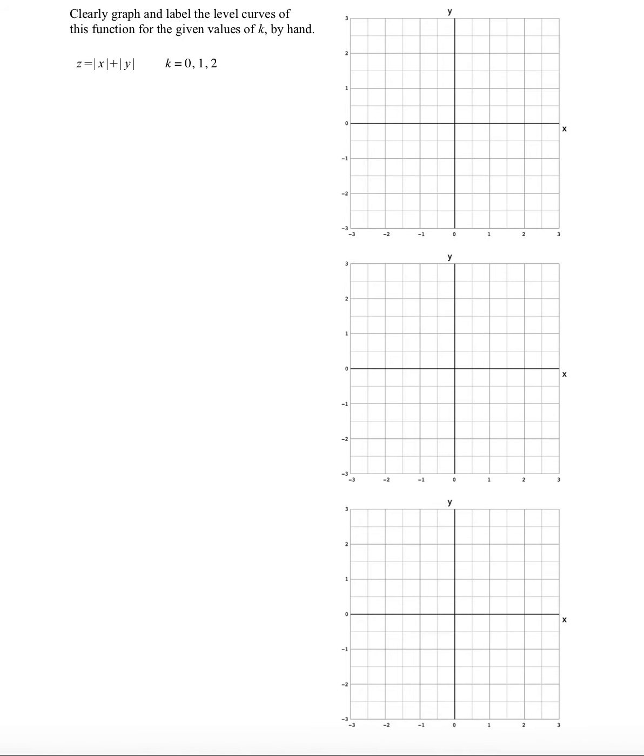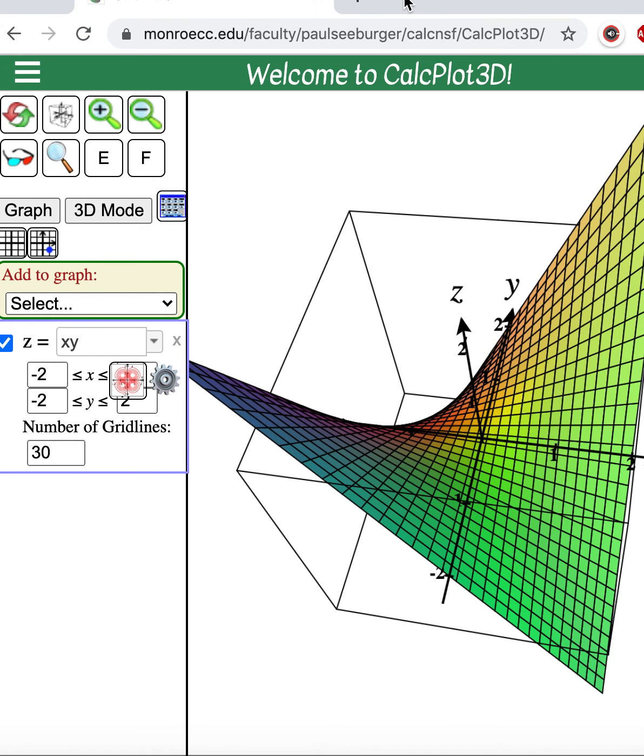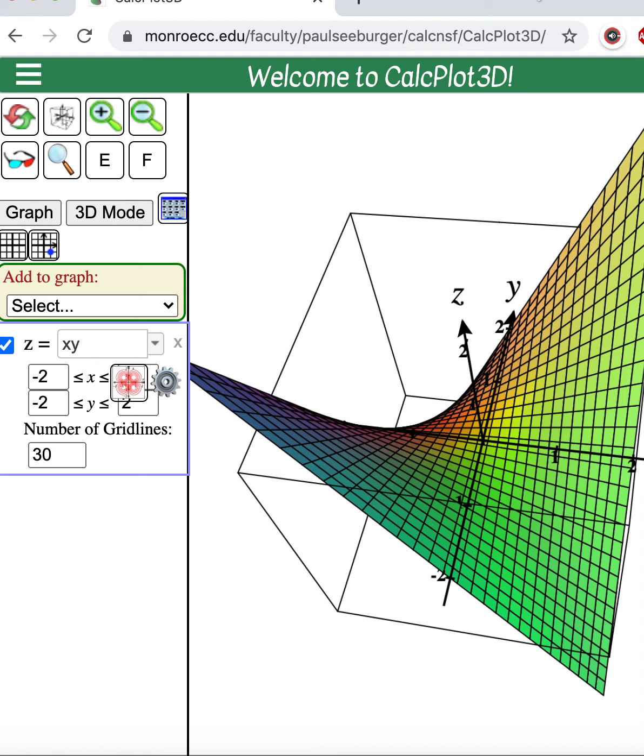Now let's draw a series of what are called level curves. Level curves are, to make an analogy, like a topographical map. They're curves which all have the same z value. And before I draw them, it could be helpful to just use the online CalcPlot 3D app to draw the level curves. Let's see if we can do that.